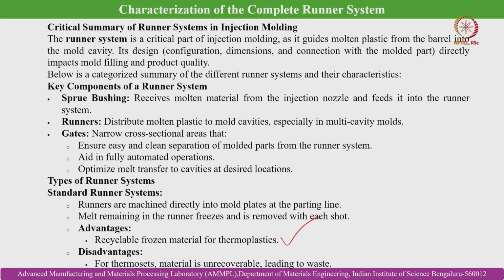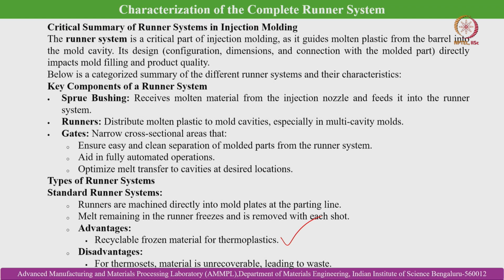We will discuss how to design the runners and ingates to develop an appropriate mold cavity, so that we can get the desired part quality and the desired dimensions of the green compact in the case of injection molding. It is the key to achieving the desired dimensional and density attributes in the green compact state, so that we can achieve the desired mechanical and physical properties in the sintered state. So, let us start with this critical summary of runner systems in injection molding.